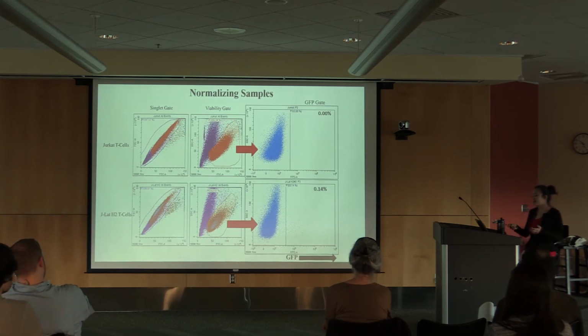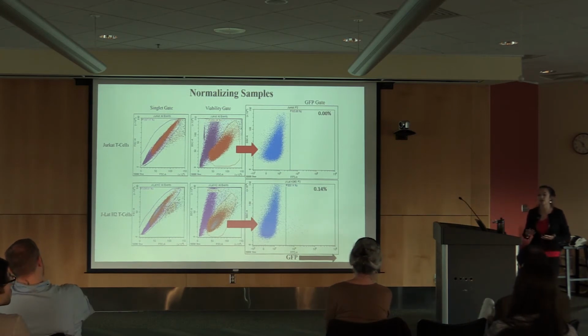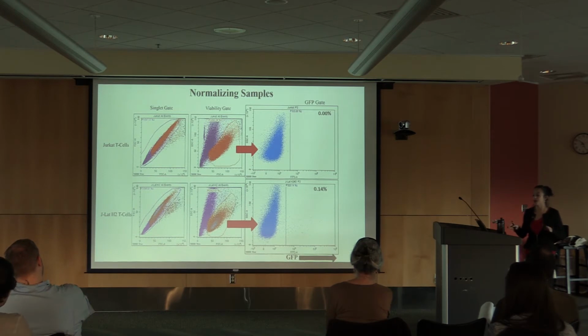All right, so just a little bit about how I'm removing background from my samples. I want to make sure that I'm getting legitimate results with poly-IC treatment and it's not just spontaneous reactivation. This top panel is showing you Jurkats. Those are the parental T cell line for JLAT H2s as well as JLAT 9.2s. They have no GFP, no HIV in them at all.